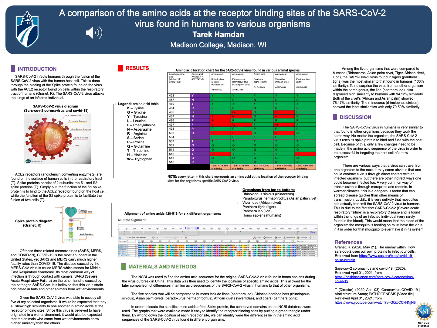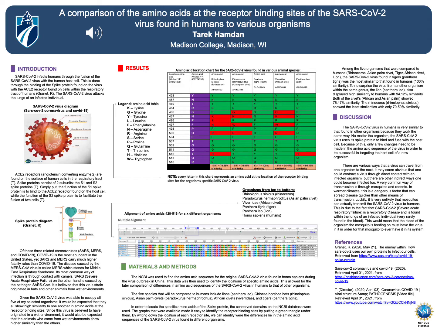For my experiment, I used the NCBI database to access the amino acid sequences of the SARS-CoV-2 virus for humans, as well as 5 other organisms, which include rhinoceros, Asian palm civet, African civet, tiger, and lion. After collecting the amino acids for each non-human organism at the receptor binding sites, I compared them with those found in the human SARS-CoV-2 virus. With this information, I was able to calculate the percentage similarity between the organisms and compare them.